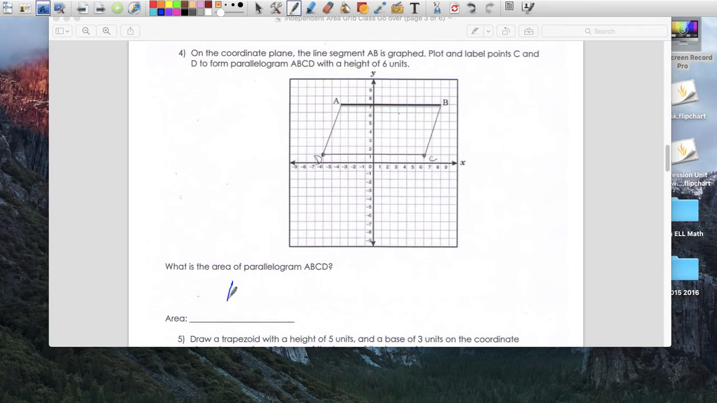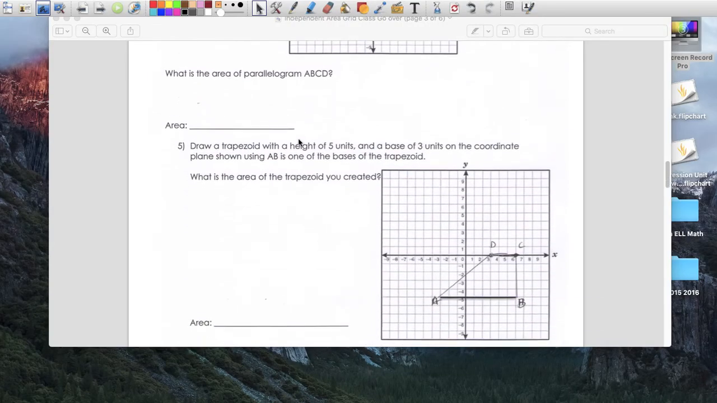So what's the area? Well, area of a parallelogram is simply base times height, right? So let's count the base. 1, 2, 3, 4, 5, 6, 7, 8, 9, 10, 11, 12. And the height's obviously 6, so 72 units squared. Okay. Maybe I should have done the drawing first.